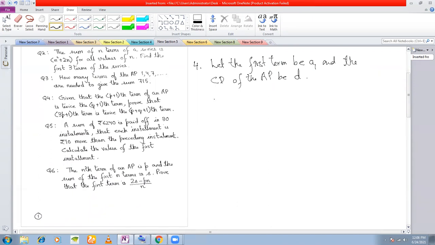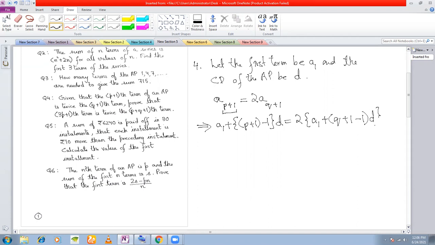Given the p plus 1th term is twice the q plus 1th term, that means a p plus 1 must be equal to twice a q plus 1. That is what is given. What is the general term of an AP? A1 plus (n minus 1) into d, with n here being p plus 1, is equal to twice, again a1 plus (n minus 1) into d.